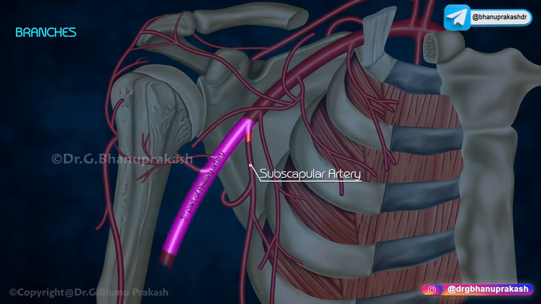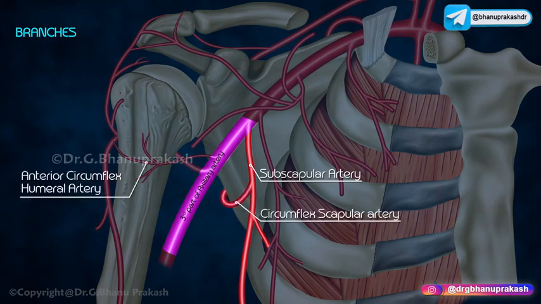Subscapular artery arises from the third part of the axillary artery and gives rise to the circumflex scapular artery. Anterior and posterior circumflex humeral arteries also arise from the third part.